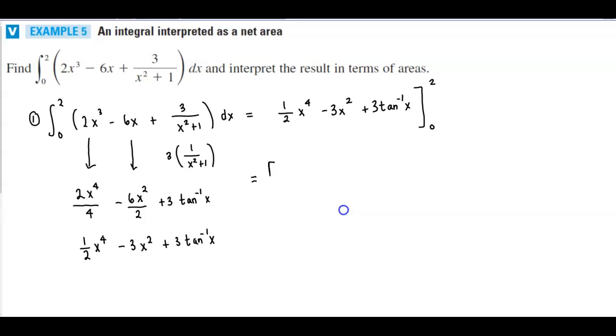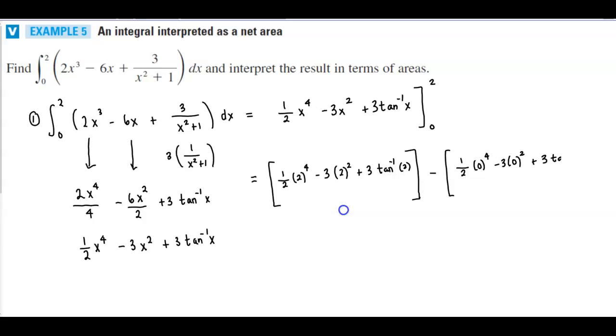So what that means is we're going to have to plug in 2 for each value of x and then subtract the function again at 0. So we have 1/2 times 2 to the fourth minus 3 times 2 squared plus 3 times the tangent inverse of 2. And then minus, this is going to be 1/2 of 0 to the fourth power minus 3 times 0 squared plus 3 times the tangent inverse of 0.